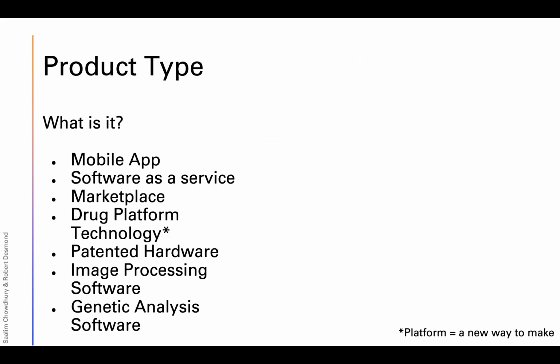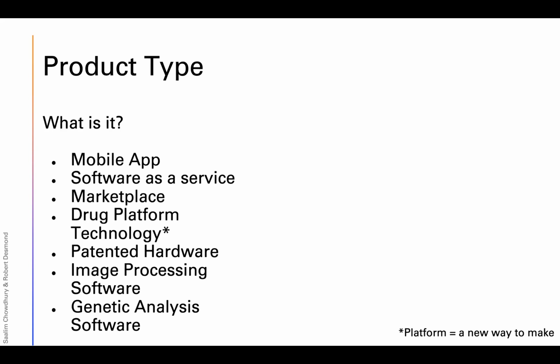But the product type should be something really specific because I want to understand what you do. So the traditional ones in tech startups are like mobile apps, software as a service, marketplace. What you guys as academics probably have are, I don't know, a drug platform technology, patented hardware, genetic analysis, something like this. Being really specific really helps to just get to that comprehension stage.